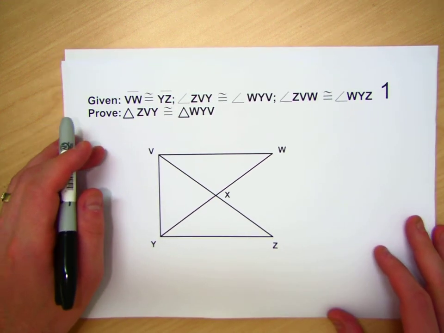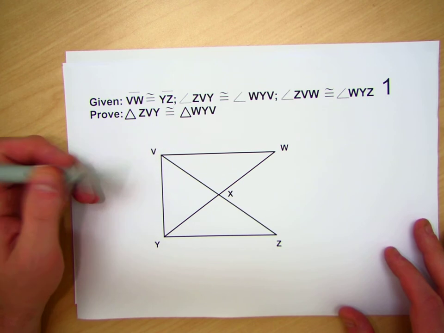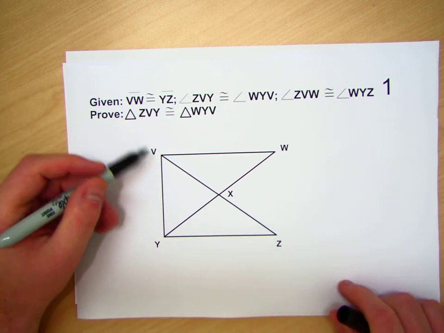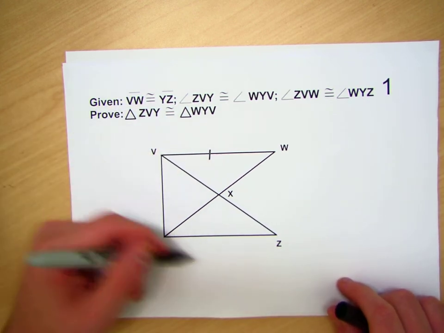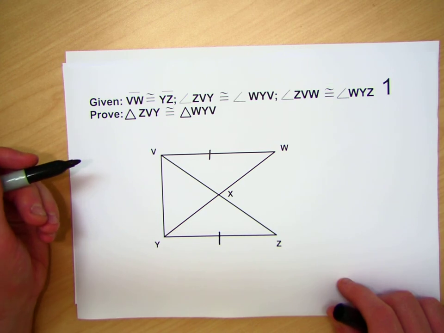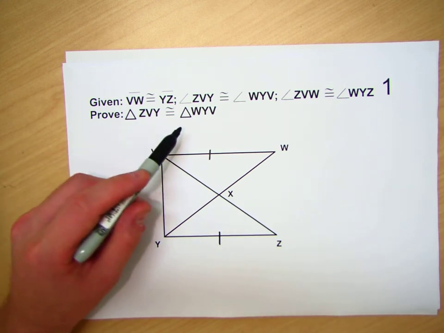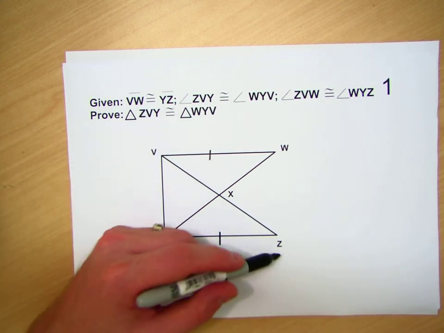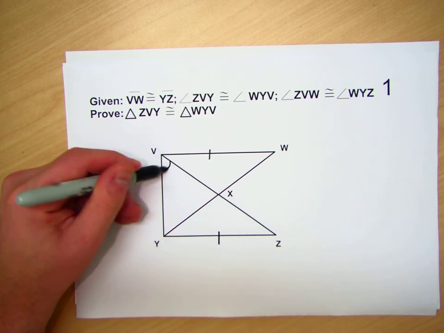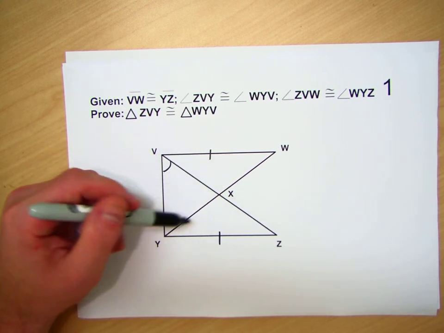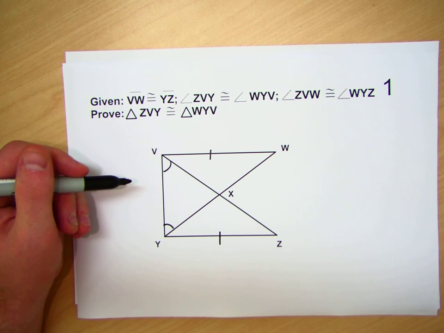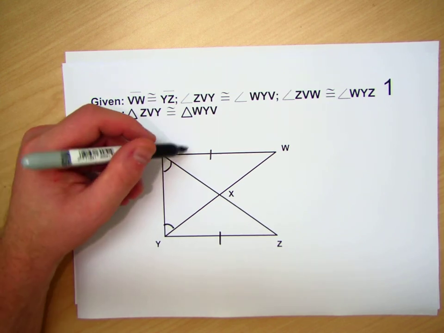Okay, this first one here, it's a little tricky when you look at it the first time. Basically, what they tell you is that VW is the same as YZ. We also know that angle ZVY, you have to be careful, this angle is the same as WYV, so those are going to be the same angles as well.